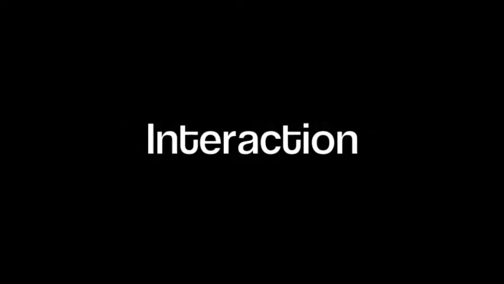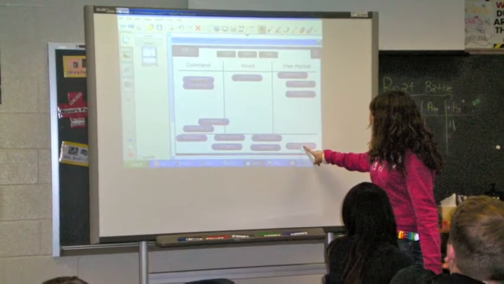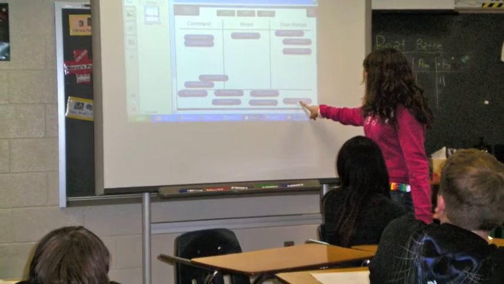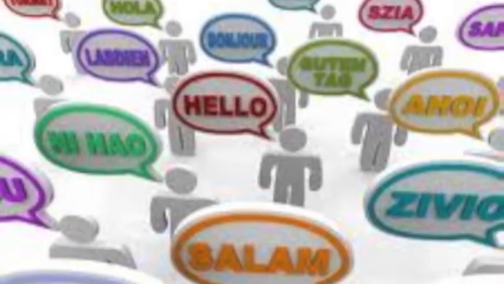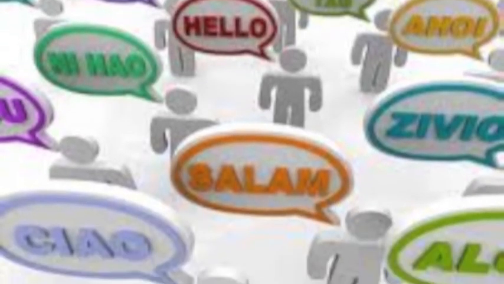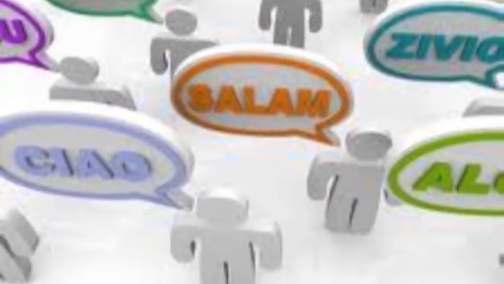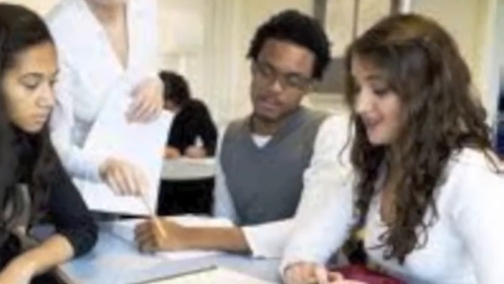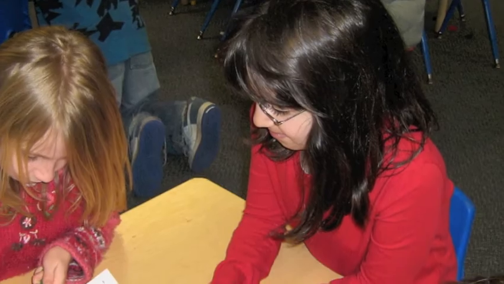The fifth component of the model is interaction. Interaction is defined as both interaction between students and interaction between teacher and students. You should make yourself available to assist students when needed, but not directly guide them. Interaction between students should be done in cooperative learning groups or in partners. The group should have an even mix of native speakers and ELL students, when possible.